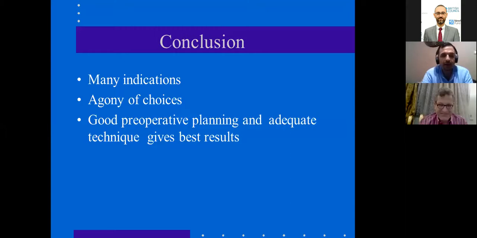To conclude, we have many indications of shoulder arthroplasty. There is an agony of choices of prosthesis. Good preoperative planning and adequate technique give us the best results. Thank you.